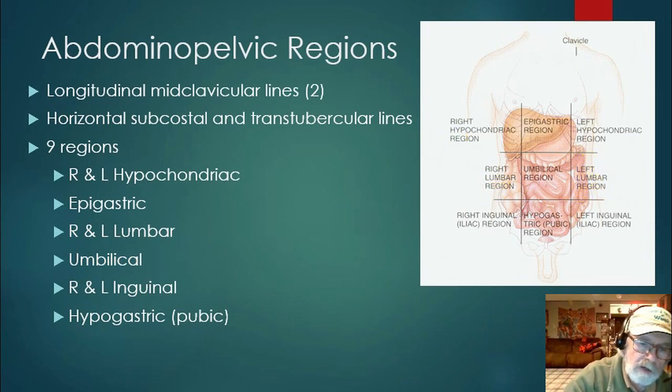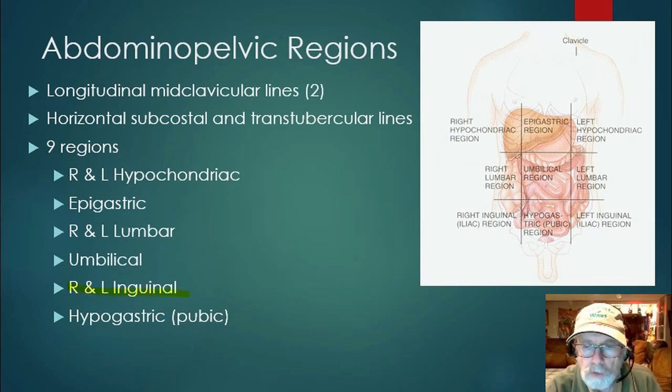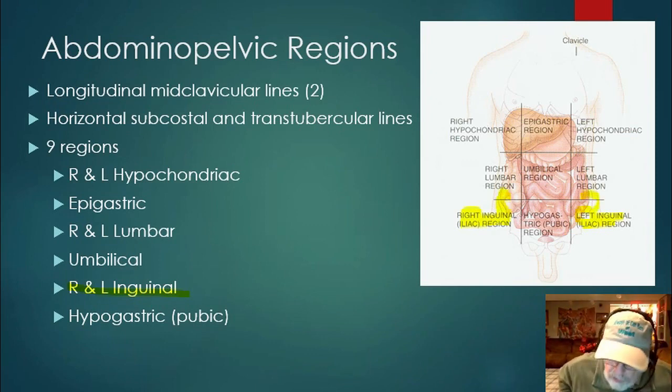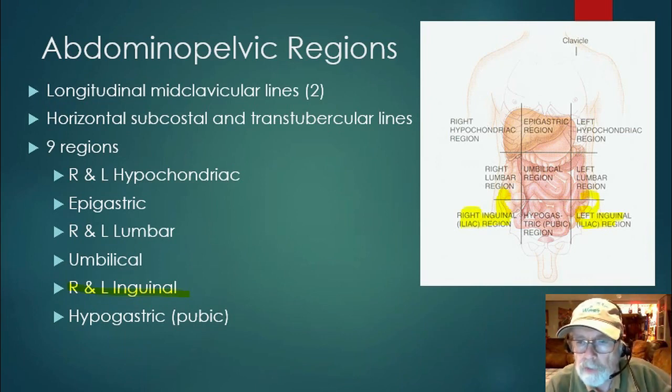Let's go further down to the next portion, which is called the right inguinal or iliac region. Again, right because it's right, left because it's left. Inguinal or iliac. This portion of the pelvis right here is called the ilium. This large wing that you can feel, that big crest on both sides of the hip, is called the iliac crest. So this is called the iliac region, left iliac region, right iliac region. It's also called the inguinal region.